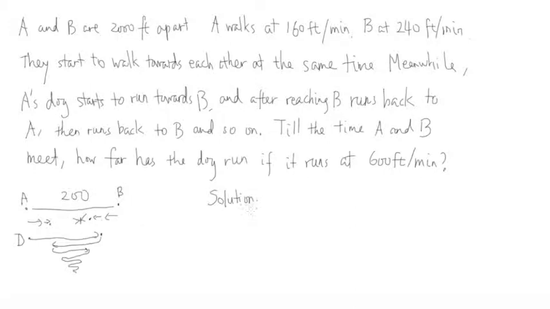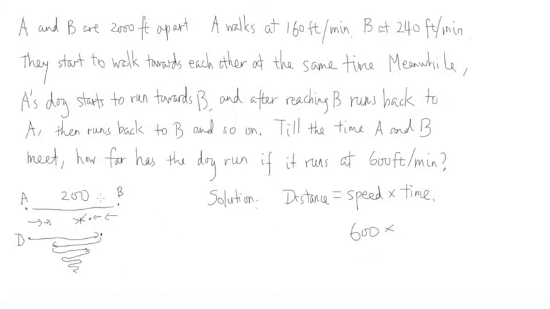The solution to this problem turns out to be very easy. What we said for encounter problems, the basic is distance equals speed multiplied by time. It does not matter that the dog runs zigzagging; this formula still holds. We know the dog's speed, which is 600. All we need to figure out is for how long did the dog run? That's a much easier question. We don't need to worry about the zigzagging anymore.